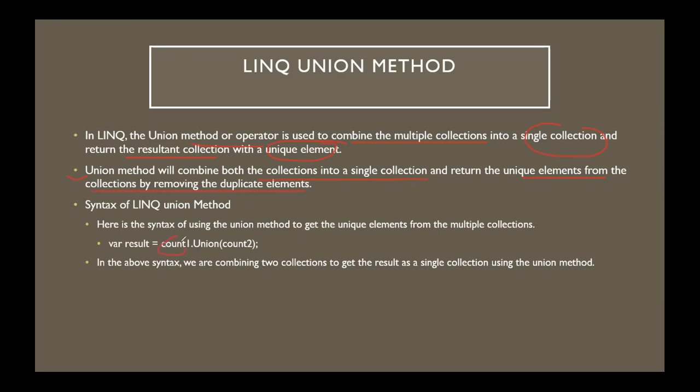This is the data source dot union, and these are the two data sources. So in the above syntax, we are combining two collections to get the result of a single collection using the union method. Duplicate elements in both these objects will be removed, and the new collection created will have unique elements. That is what it will do.